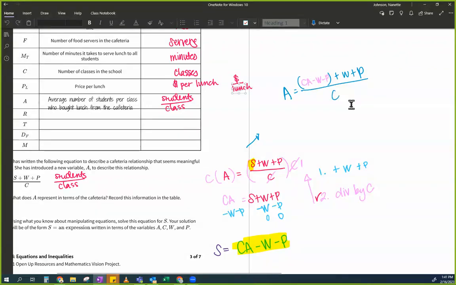Yes. Miss Johnson, look, minus W plus W is 0. Does everybody see that? Yeah, very good. Okay, so I'm going to write this all out step by step so you can see it. I'm also going to cancel out minus P plus P is 0. So then all I have left is CA over C equals A.